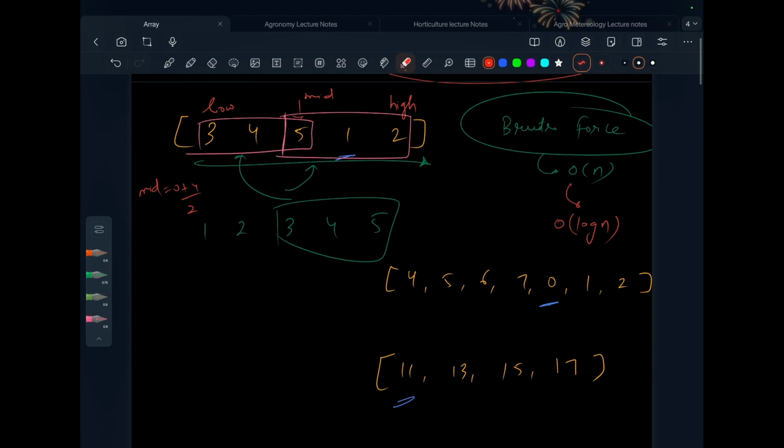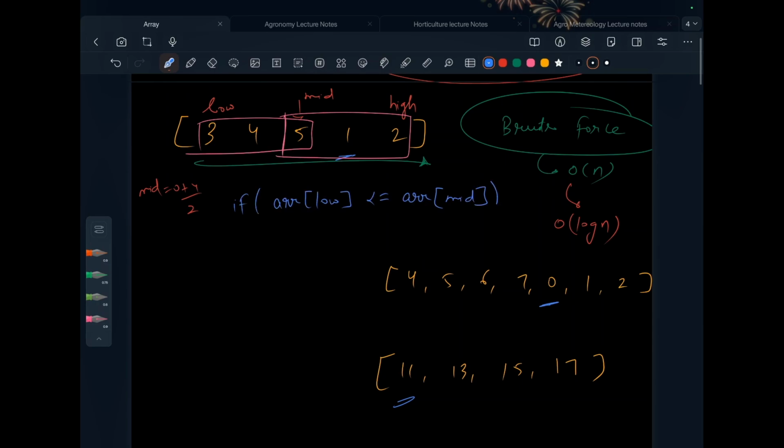So we can easily check which array is sorted or not, right? We can write a condition: if array of low is less than or equal to array of mid, we can say we are in the sorted portion, right? 3 is less than 5.